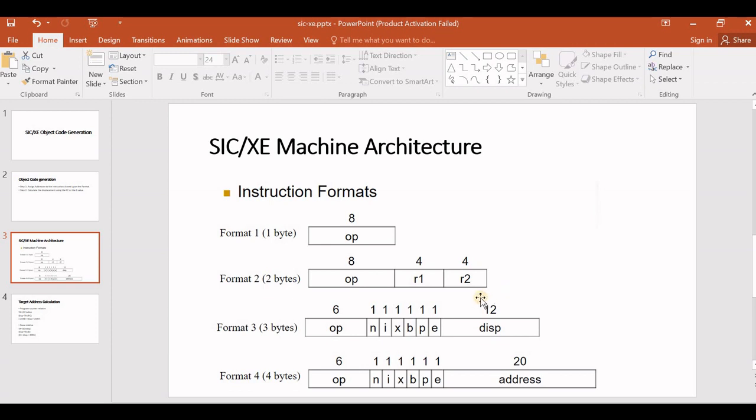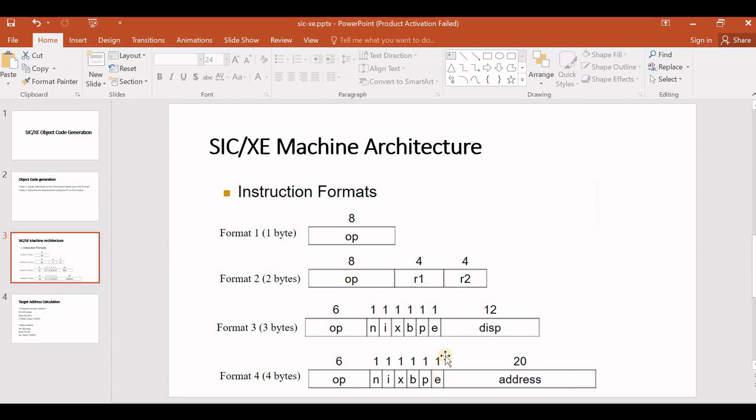Coming to the format 3 instruction, as the name itself says, format 3 instruction is 3 bytes in length. So how are these 3 bytes divided? The first 6 bits are allocated to the opcode, the next 6 bits are for the flags: 5 bits for the addressing mode and 1 bit for the extended mode. The extended bit indicates whether the instruction in SIC-XC is in format 3 or format 4. The E bit value will be 0 for a format 3 instruction and the E bit value will be set to 1 for a format 4 instruction.